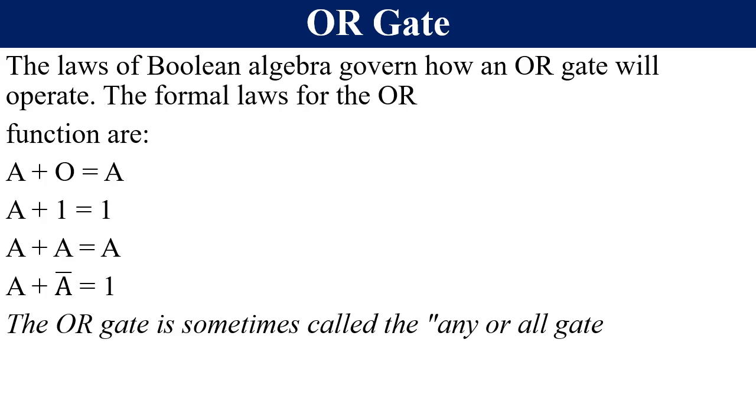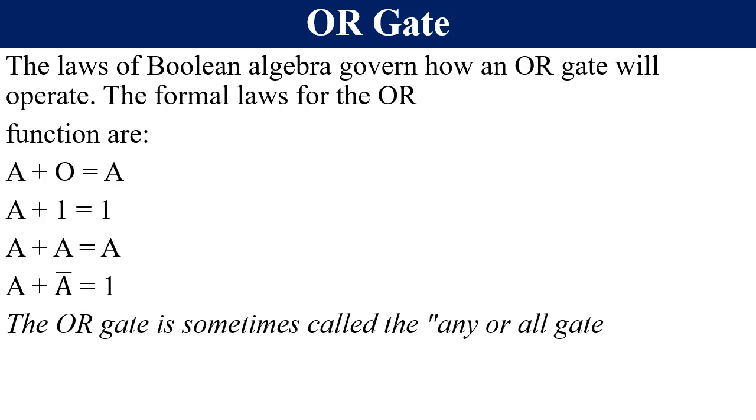Right. Then we have the laws of Boolean algebra that govern how an OR gate operates. A or 0, you get an A. Please, you must know that by heart. A or 1 gives you a 1. A or A, you don't get 2A, you get an A. A or not A, or A or bar A, you get a 1. Please take note, we'll use those when we do Boolean algebra.